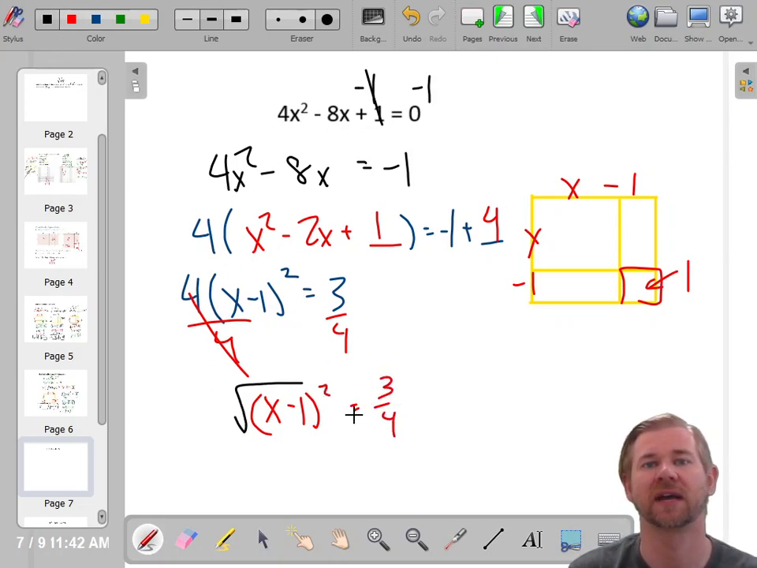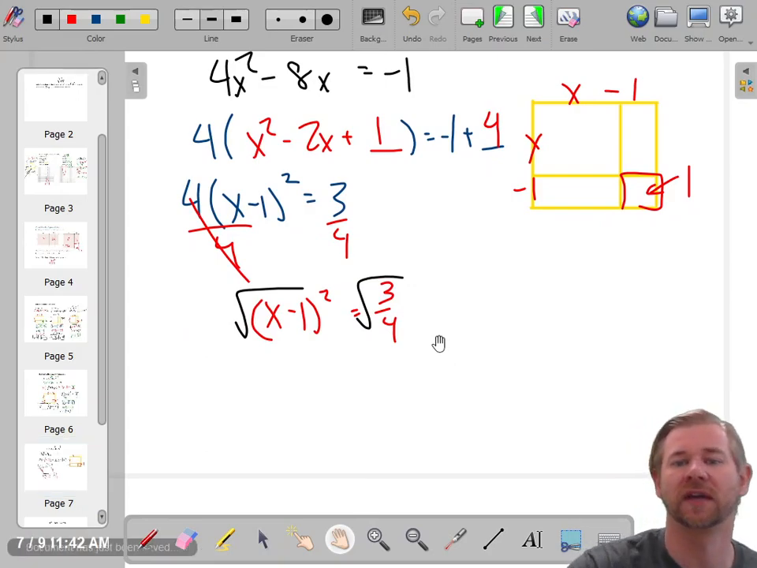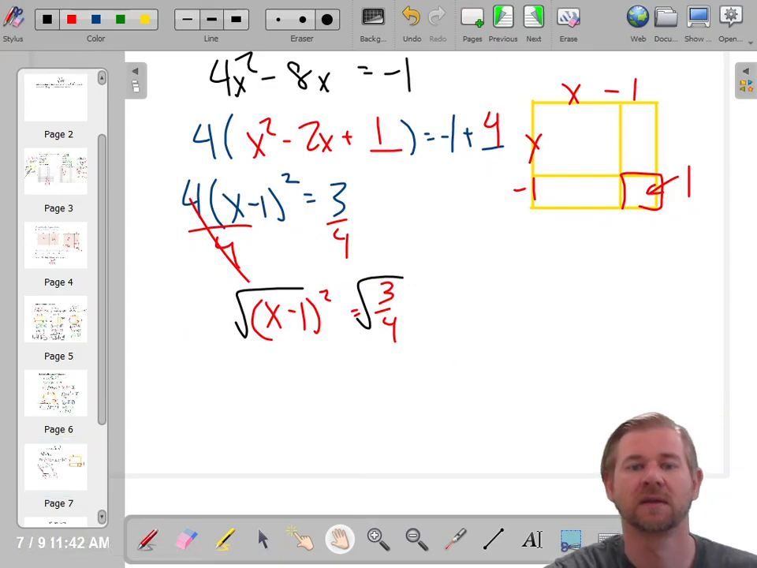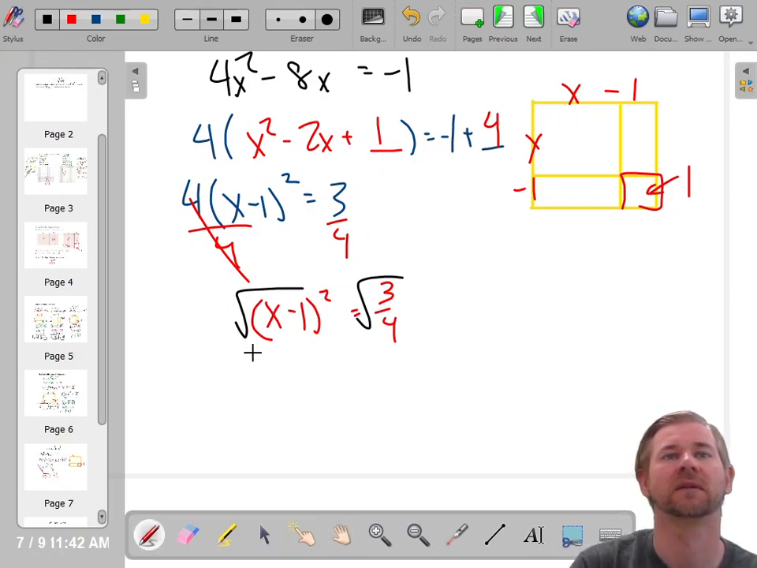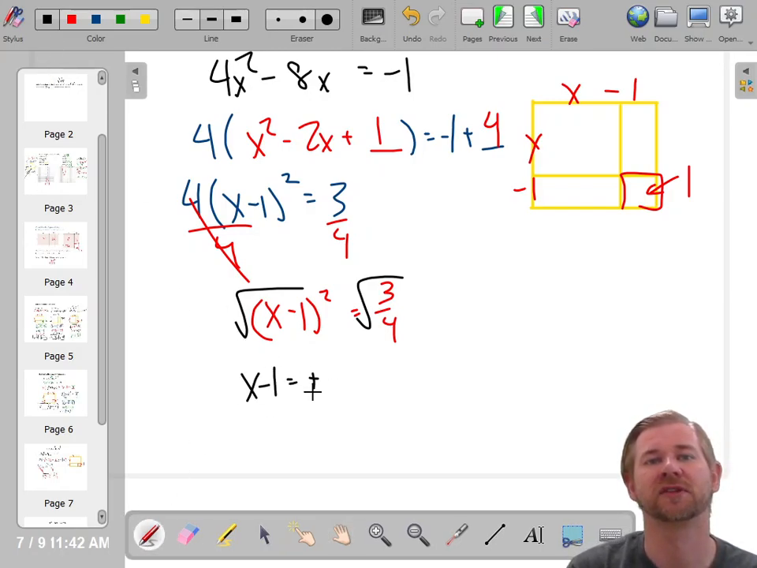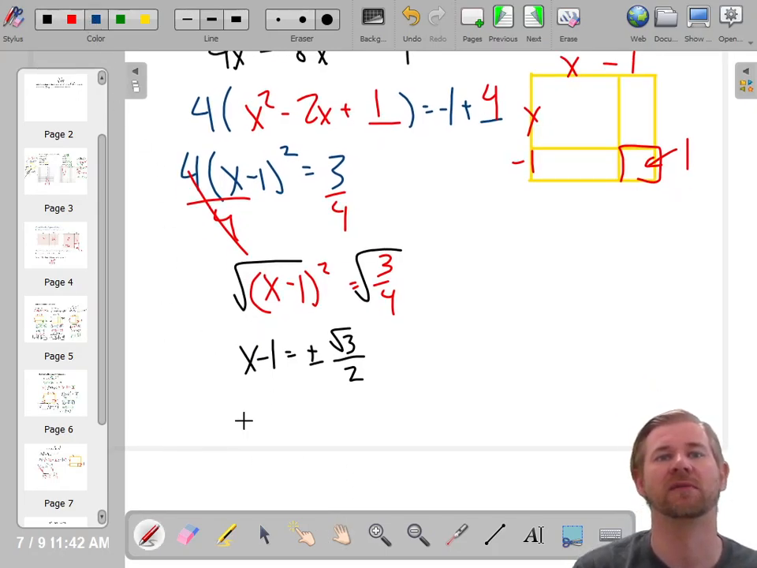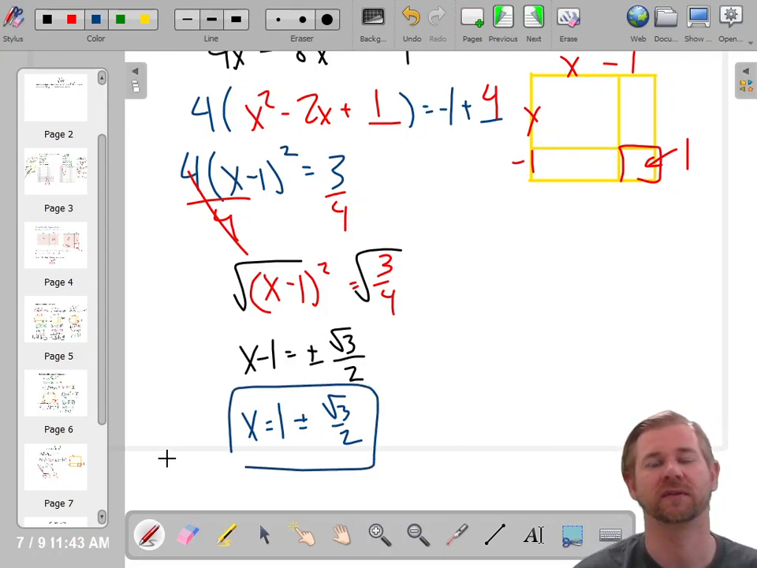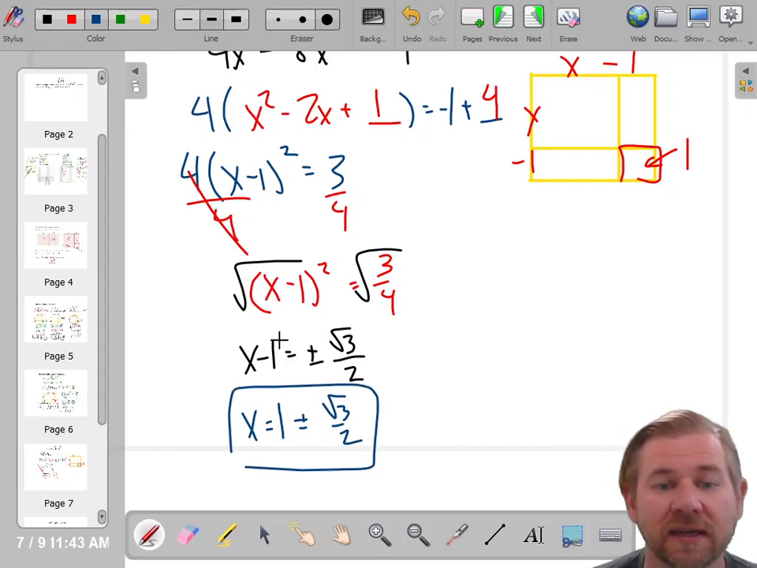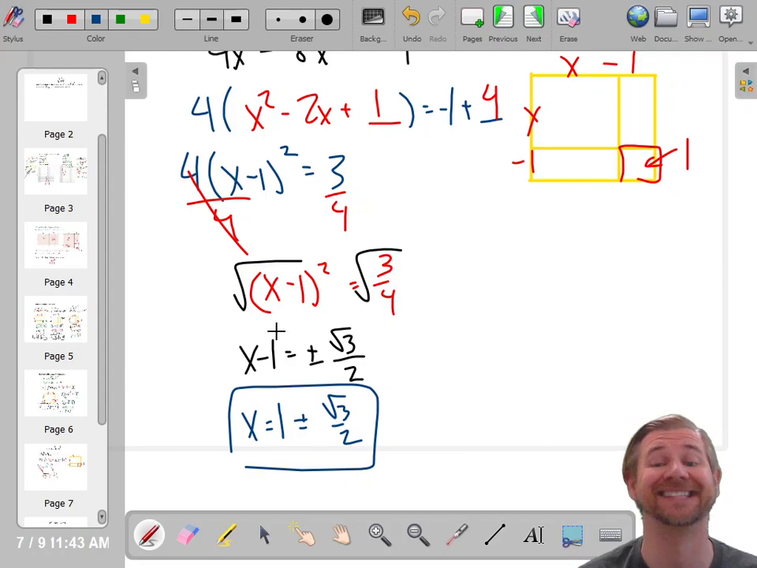Square root both sides. And you've got, okay, plus or minus. So x minus 1 plus or minus. The square root of 3 is just the square root of 3, but the square root of 4 is 2. So when you square root a fraction, you got to square root the top and the bottom. And now I will add 1 to both sides, and I get 1 plus or minus radical 3 over 2. And we got a bell. We got all sorts of stuff going on today. So gross answers, but exact answers.